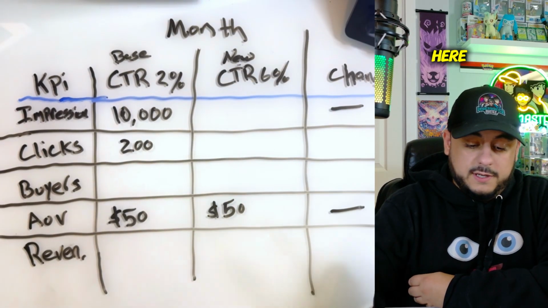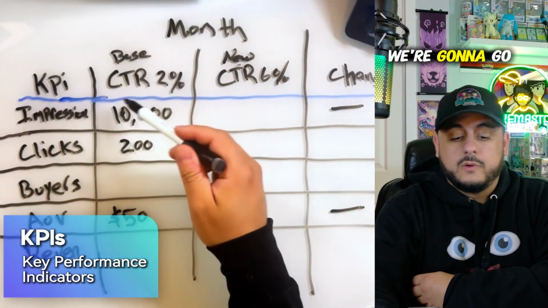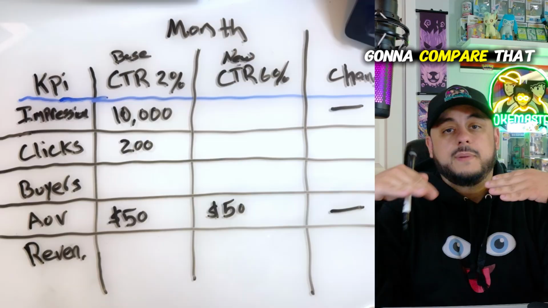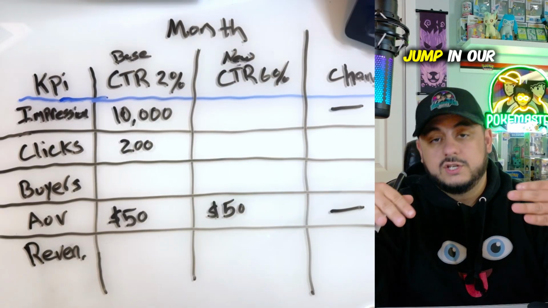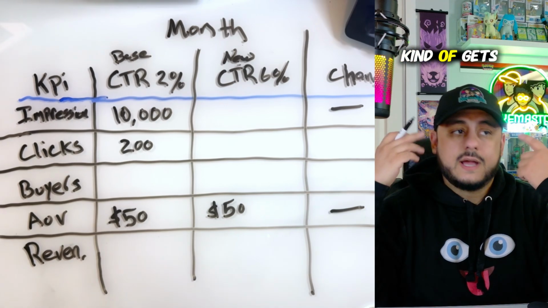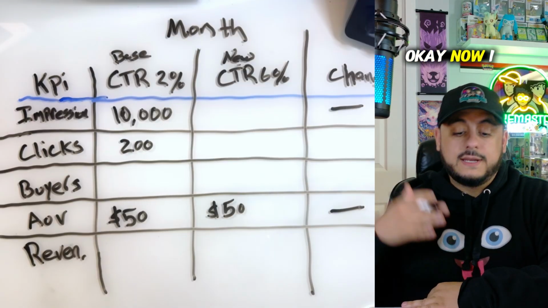So we're going to jump into it here. I have this kind of table set up. We're going to be tracking some KPIs, on a monthly level. So we're going to look at our base click-through rate, see what those numbers look like, and compare that to as if we made a 4% jump in our click-through rate, and what the difference is there. Usually when I break this down, this is what gets the gears turning in people's heads and they realize, oh, okay, now I get it.